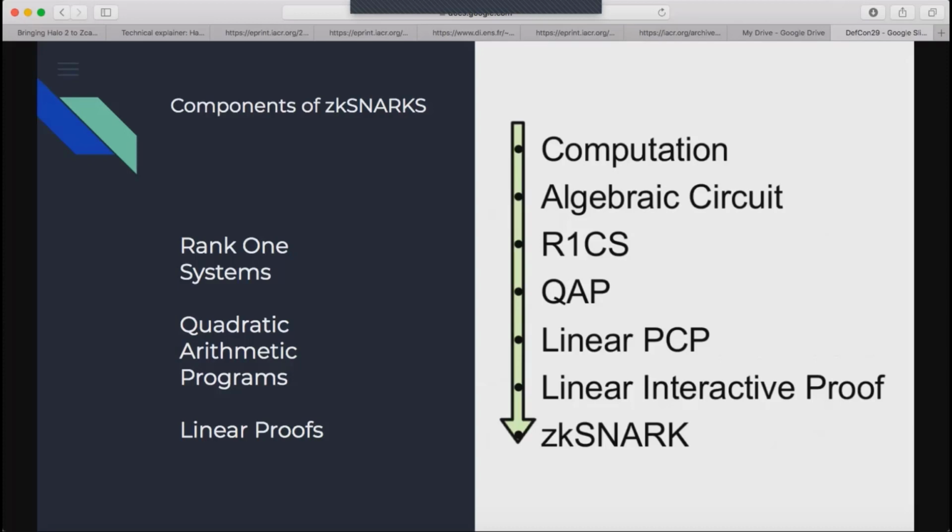So initially there is a computation at the hardware level where you could use FPGAs, ASICs, or any kind of GPUs for this computation. From the computation, you're producing an algebraic circuit, which is converted into a rank 1 constraint system, which gets transformed to a quadratic arithmetic program, which gets converted into a linear probabilistically checkable proof that is called PCP.